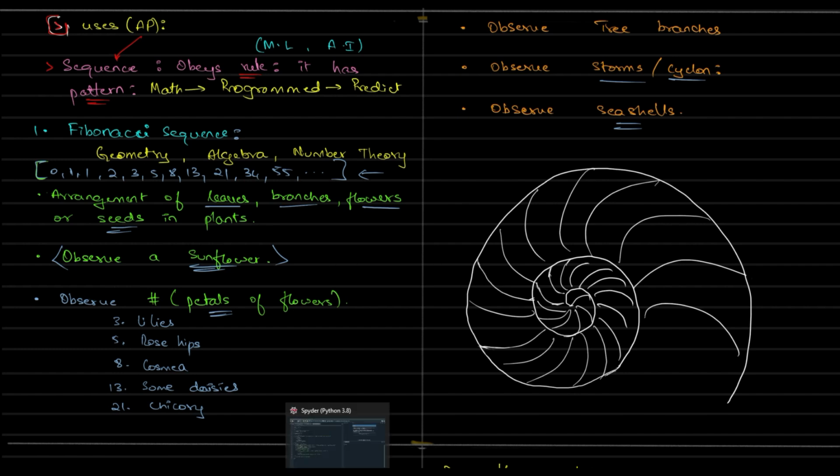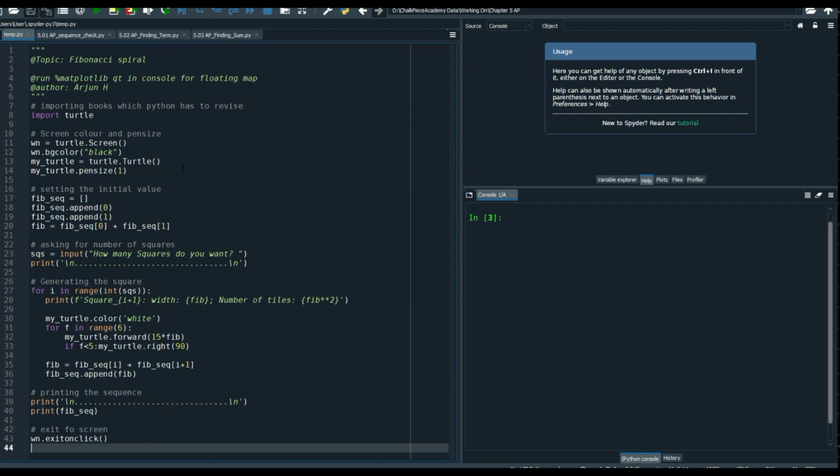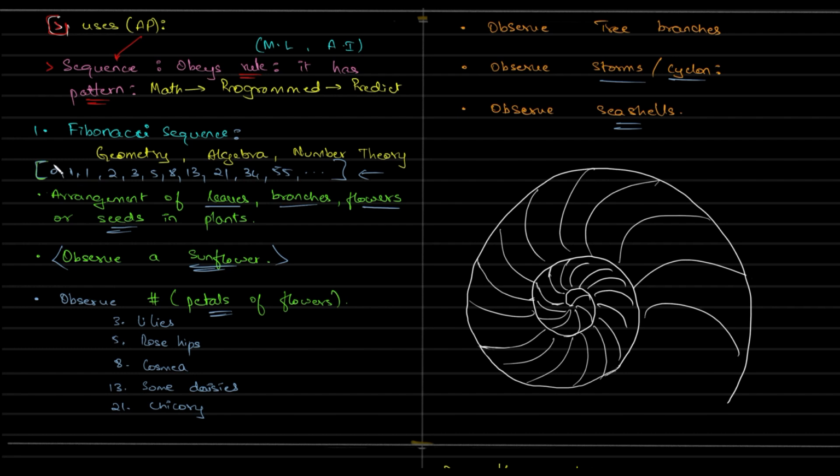To understand that, of course, we'll make use of our code. Okay, it's over here. So Fibonacci sequence, spiral. Here I'm generating the unique pattern that is generated by the Fibonacci sequence. How? Depending on these numbers, I'll draw squares with this particular length as the side.